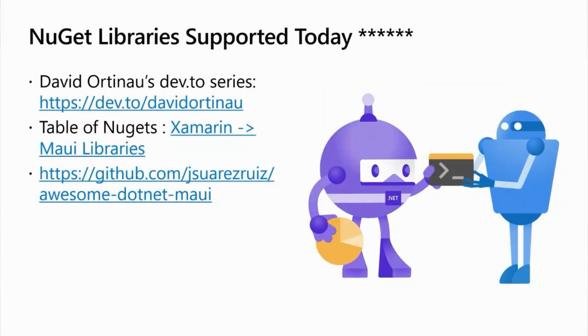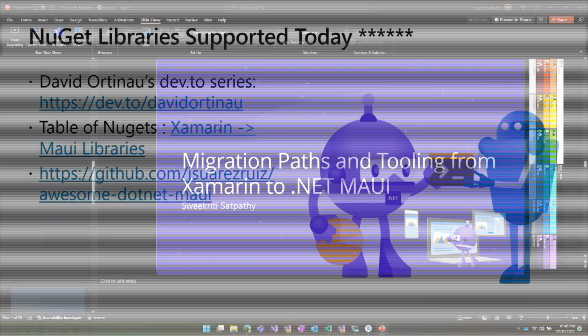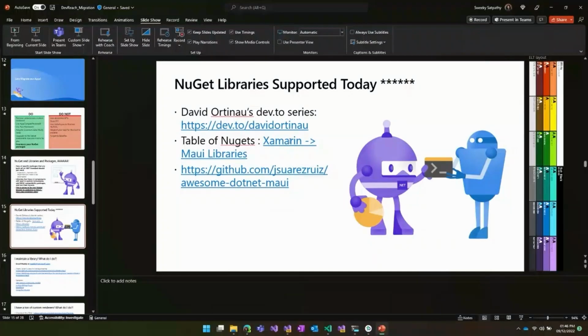Talking of that, David, sitting right there, has been writing this series on a website called dev.to, where he does weekly Xamarin updates. He makes it a point to highlight libraries and UI libraries which are either brand new or which had Xamarin versions and now have MAUI versions. So definitely keep a lookout for those. What I did was make this table. Let me see if I have that up. No, I can just click on it. Let's click on it. Why not?